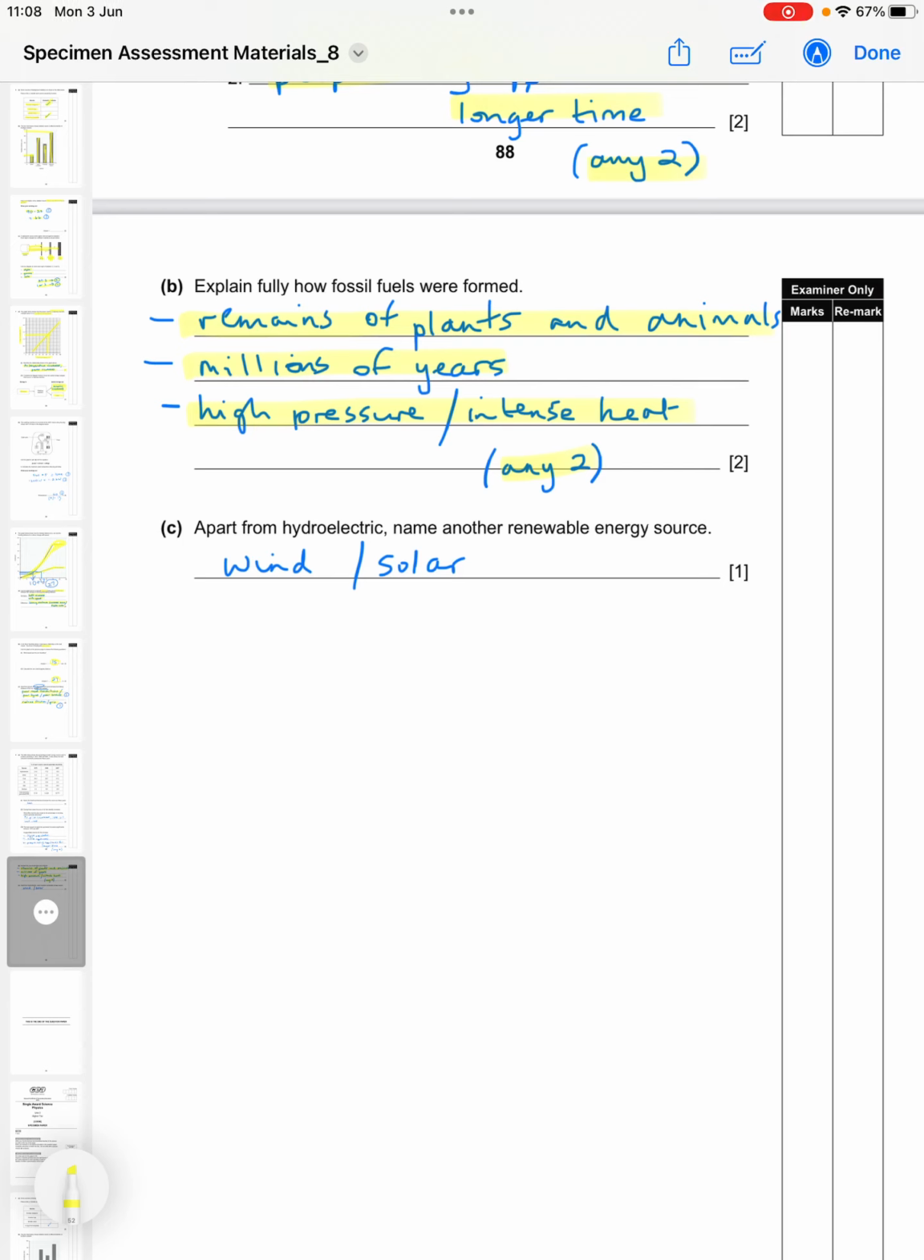And then apart from hydroelectric, name another renewable source: wind or solar. And that's the end of that one.